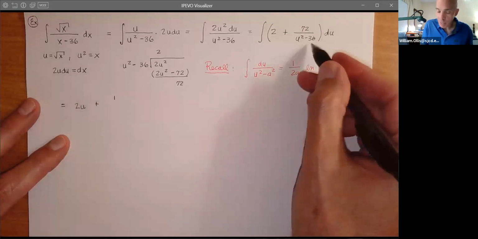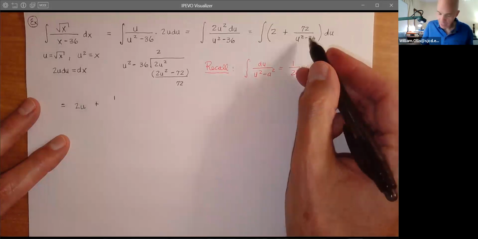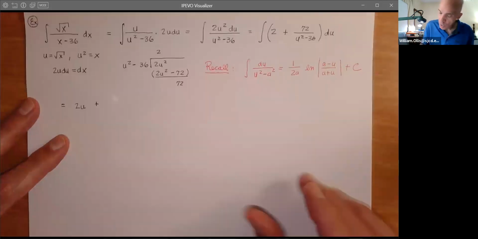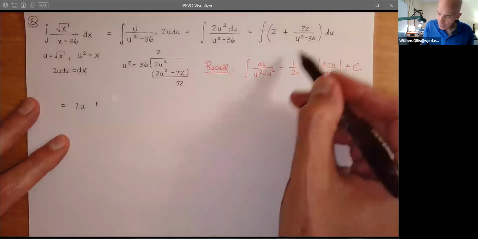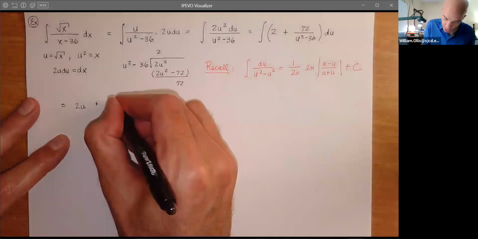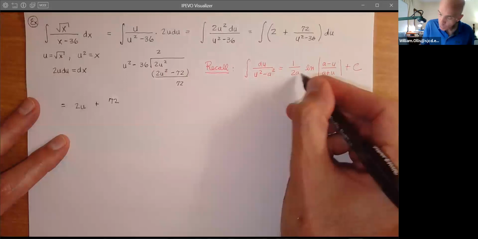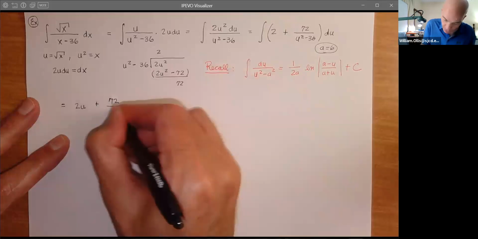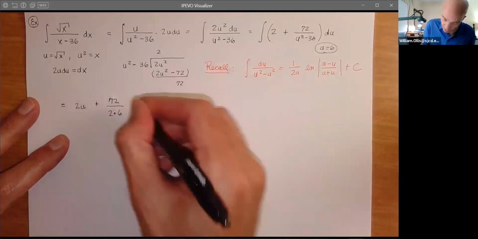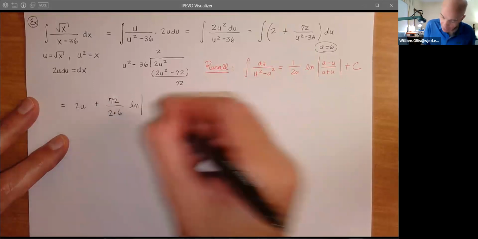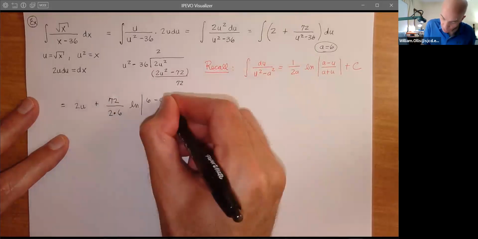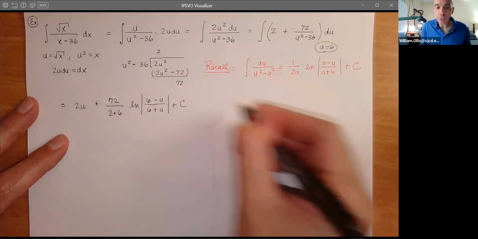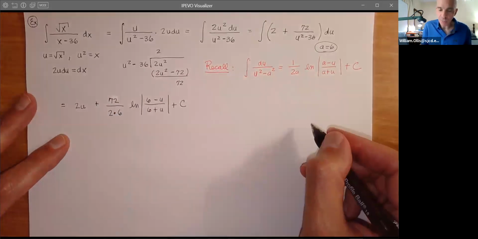My goodness, we got the 72 hanging out, but that's all. So let me just factor that. We've got the 72, which we factor, and then we have 1 over 2a. So here, a equals 6. So we have 2 times 6. And then we have ln of 6 minus u over 6 plus u. See, I teach you how to use the integral table before you actually get to it, and then it turns out to be a blessing.